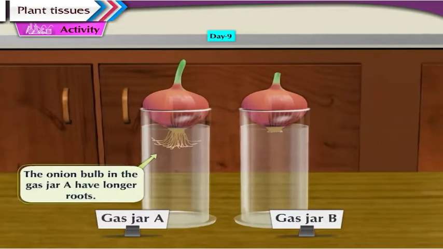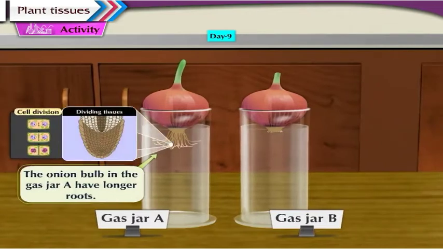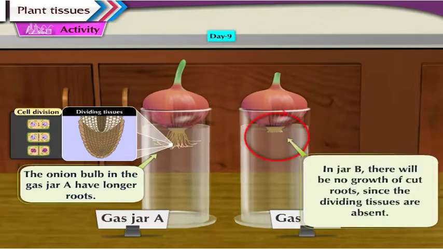The roots of jar A are longer since they have dividing tissues at the root tip. Thus, these roots grew continuously and their length increased. But in jar B, there will be no growth of cut roots since the dividing tissues are absent. Now, let us understand in detail about dividing tissues.